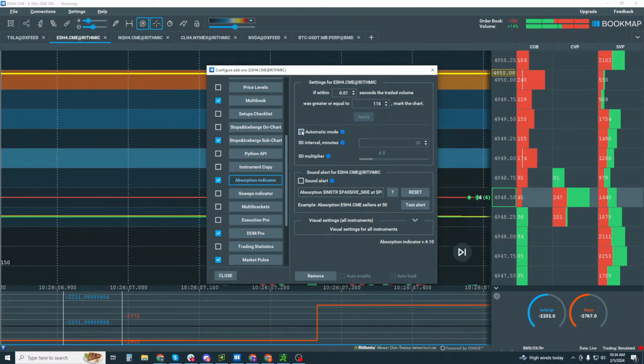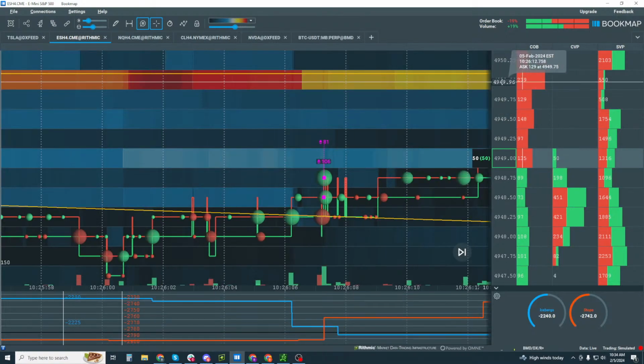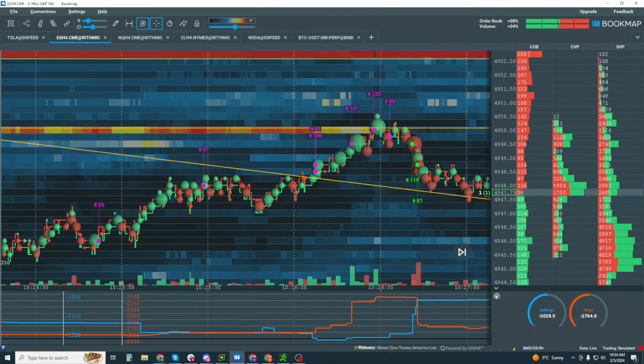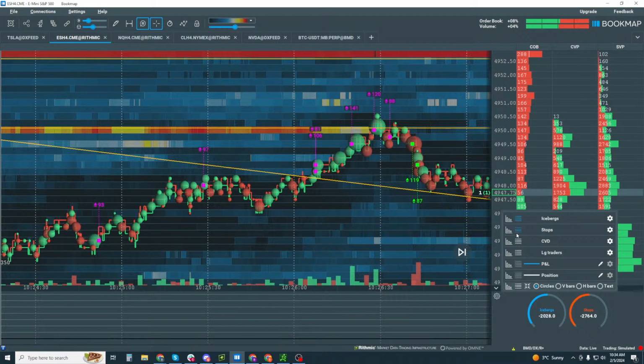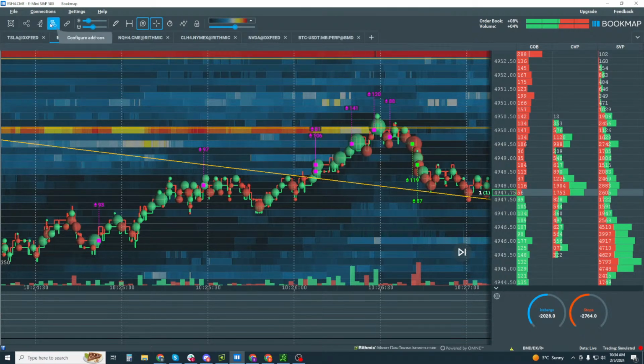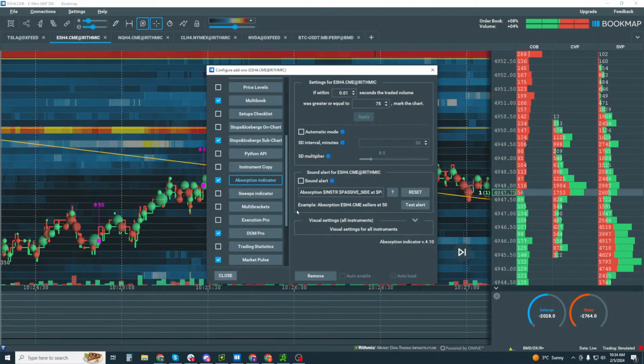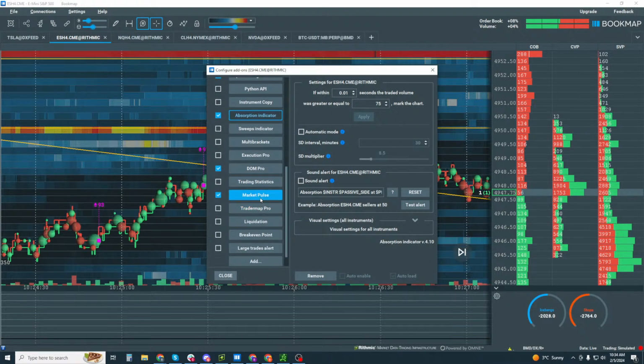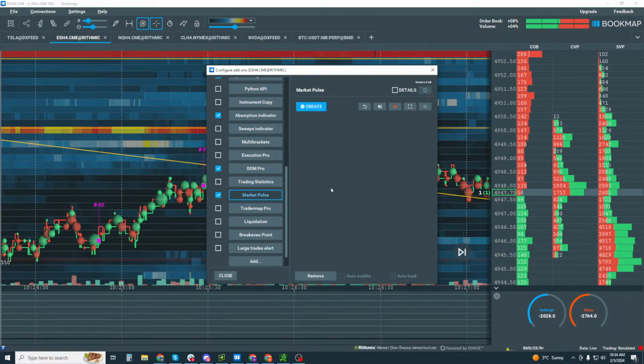So it works much better for the sweeps and absorption. Let's put 75 back in here. It works much better. It will work with the automatic mode, but I highly recommend that you don't, because you want to put in one number, one output, and then you're going to get your sweep. You're going to get your Market Pulse on that as well. All right, so now let's take stops and icebergs off for a moment. All right, and we're going to add the absorption Market Pulse tool.